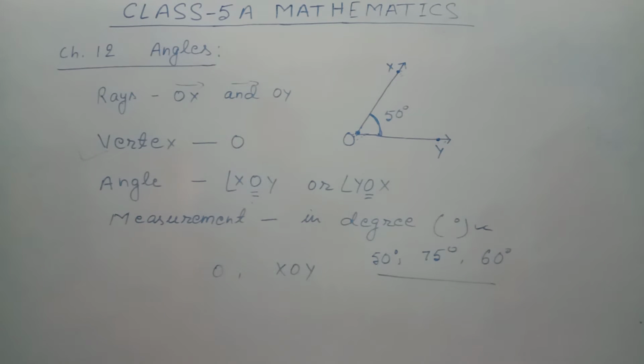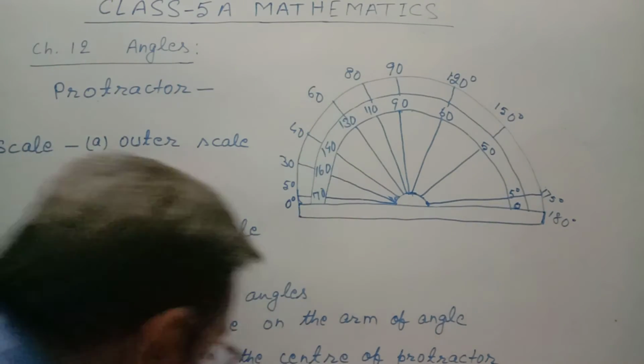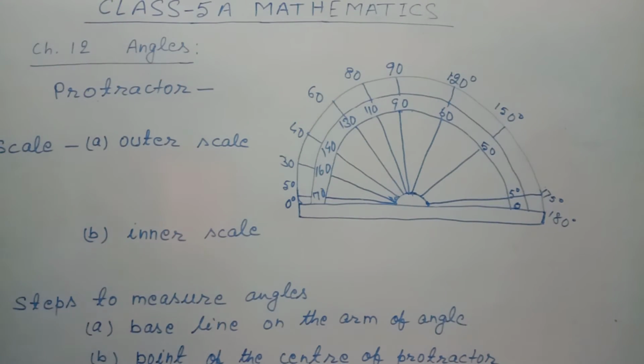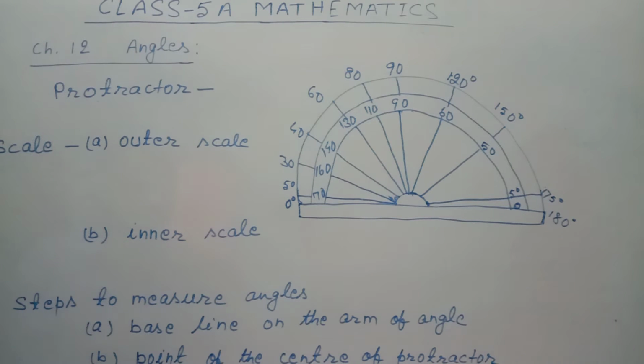Let us discuss the protractor. Now our next topic is protractor. Before this, you studied the angle that is formed at the meeting point of two rays. That angle is measured in degrees, and to measure angles we use a protractor. A protractor is a device that is used to measure angles.